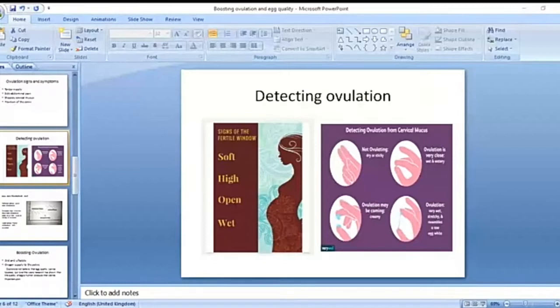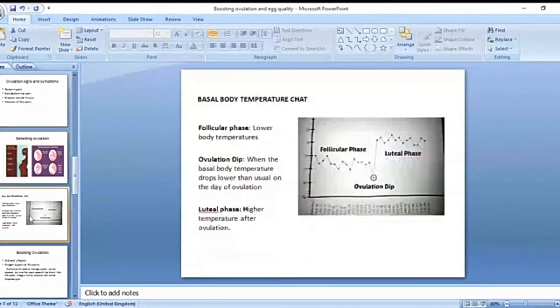One of the things to look out for again is the high body temperature. So I talked about cervical mucus. Being able to track your BBT is very, very important, and it's one of the problems we have. You need to learn how to track your BBT because it will help you know if you're actually ovulating or not, especially for those that have irregular cycles or polycystic ovarian syndrome.